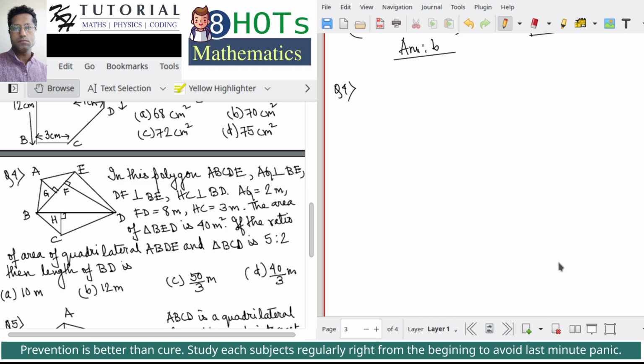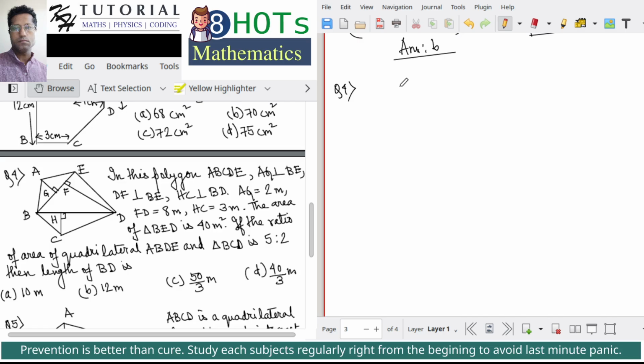Okay. So definitely we have to find somehow the area of triangle BCD. If we know the area of triangle BCD, we know its height is HC, so we can easily find BD. Okay, let's do it step by step.